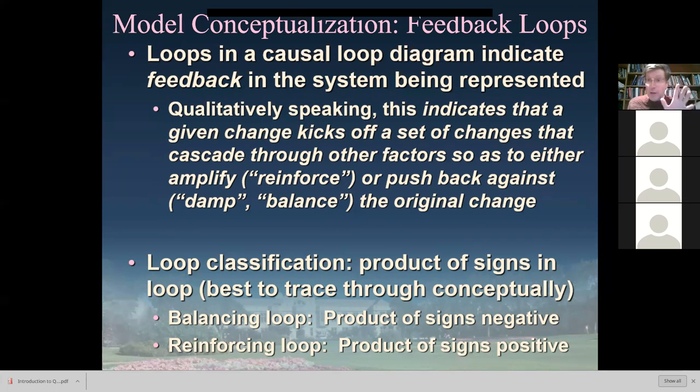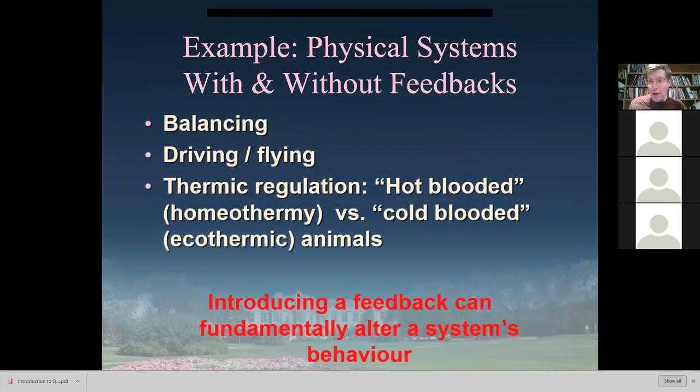And we indicate within diagrams when we have a causal loop of this sort, this causal feedback, because it's so important in dynamic behavior. And this gets to my demonstration. Introducing a feedback can fundamentally alter a system's behavior, okay?